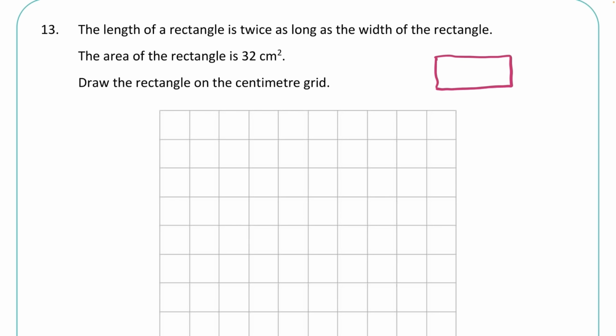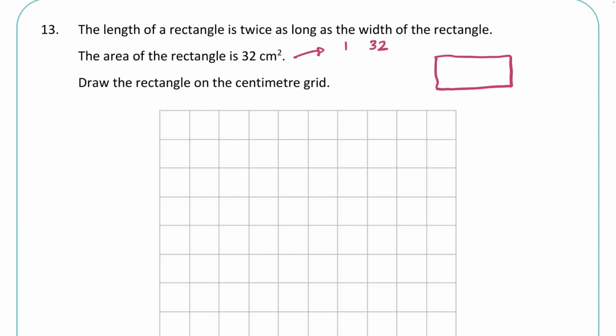So a nice one that stands out to me, not the right answer here, but 2 and 16, for example. Well, 2 times 16 is 32. That gives us an area of 32, but the length there is 8 times as big as the width. So it's not twice as long. So I need to find pairs of numbers that multiply to make 32, where one is double the size of the other. I can do that by writing down the factor pairs of 32.